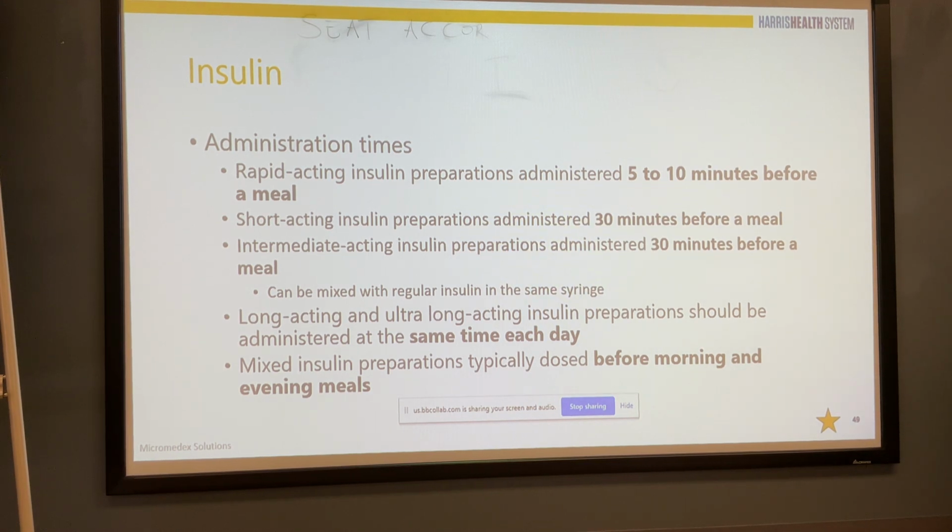If they're giving themselves NPH, that's also 30 minutes before a meal. And you can mix NPH with other faster acting insulins, and we'll discuss that as well. If they're giving themselves Levemir or Lantus or Tujeo, then they should just be consistent and do it at the same time each day. Doesn't matter morning or night as long as they're consistent. And if they're giving themselves a mixed preparation, like our 70-30 or 50-50, then they give it before morning and evening meals.